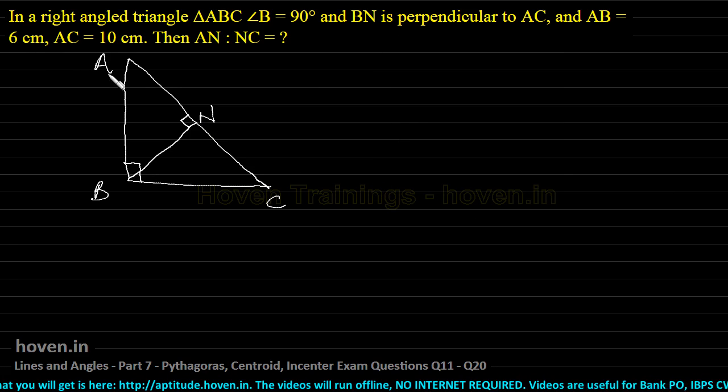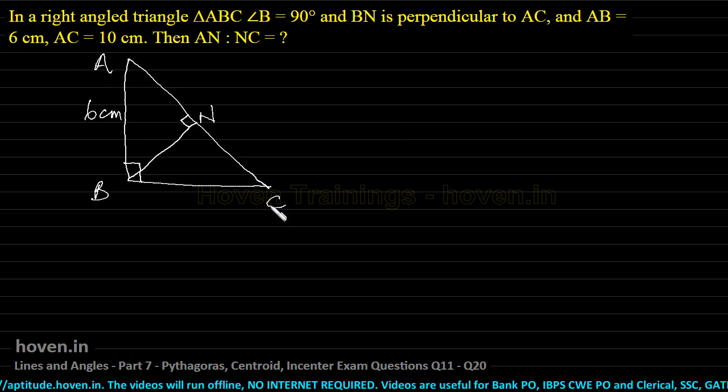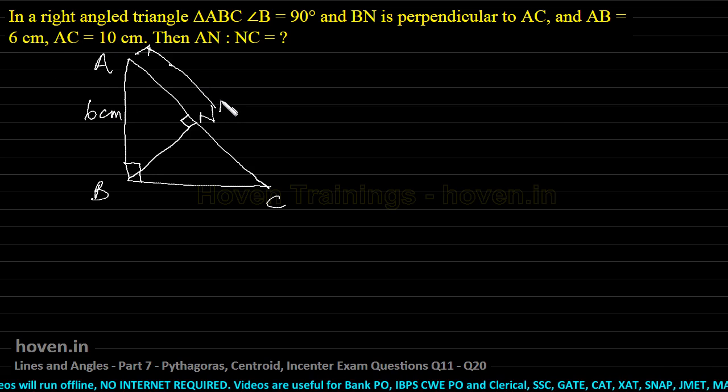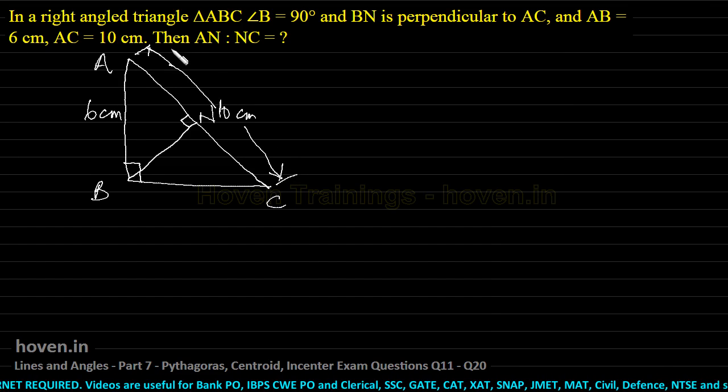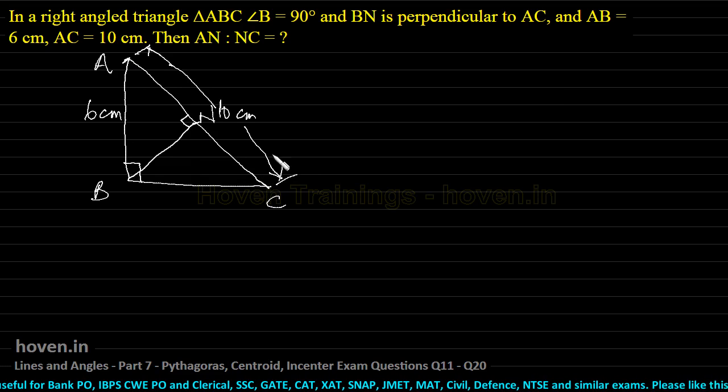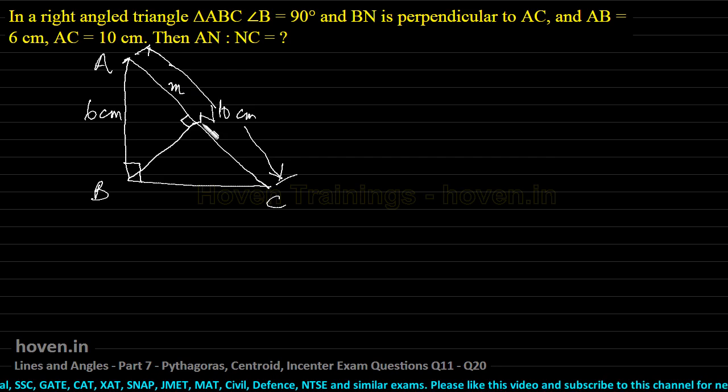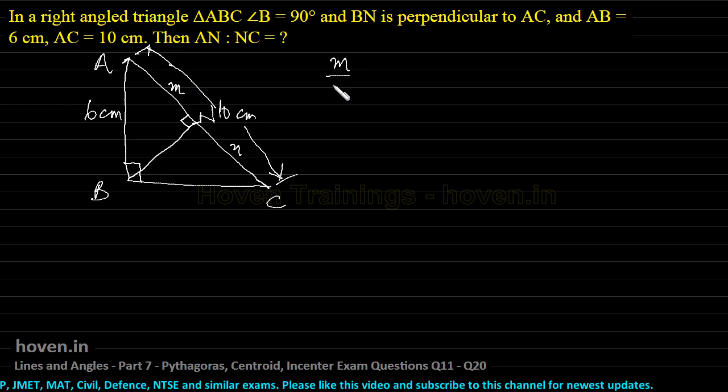AB is 6 centimeters. This is given as 6 centimeter. And AC is 10. This complete length is 10 centimeter. Then the ratio of AN to NC is what? This is the question. So if we take the length of AN as M and the length of NC as N, then we have to find out M by N, what is the value of M by N.